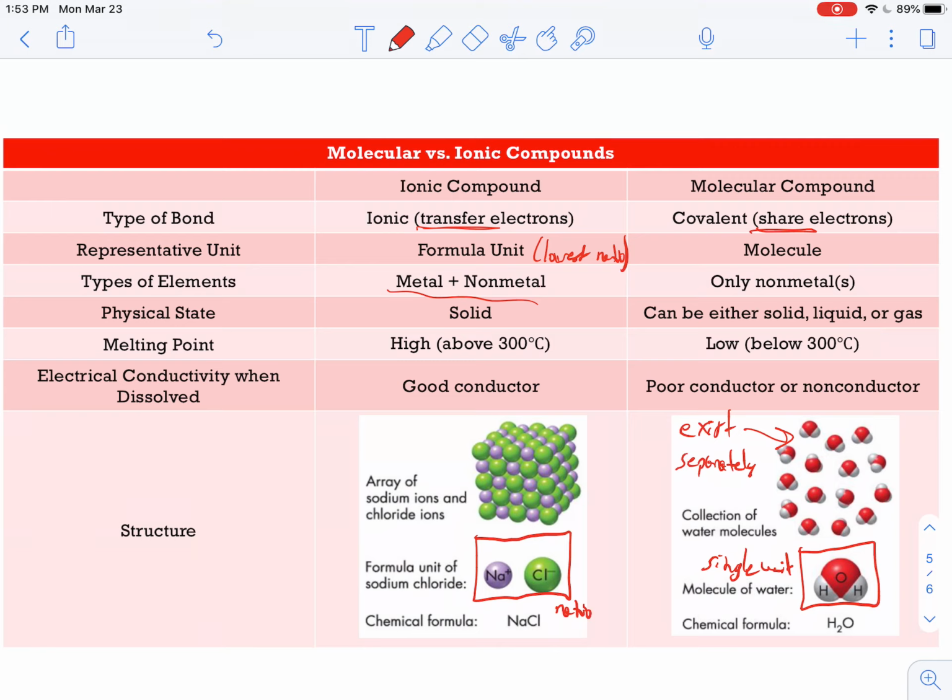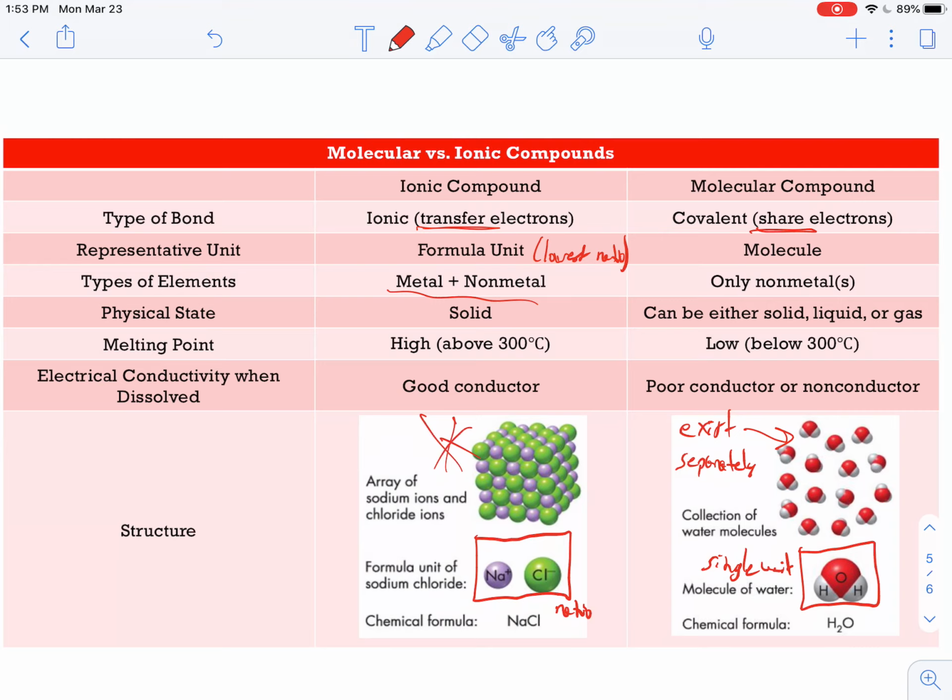What we have is just 3 last things concerning some of the properties of ionic and molecular compounds. Again, when we looked at the physical state or the structure of these ionic compounds, we said that they were solid crystal structures. We can see that in this kind of 3D arrangement of our ions in this picture below.